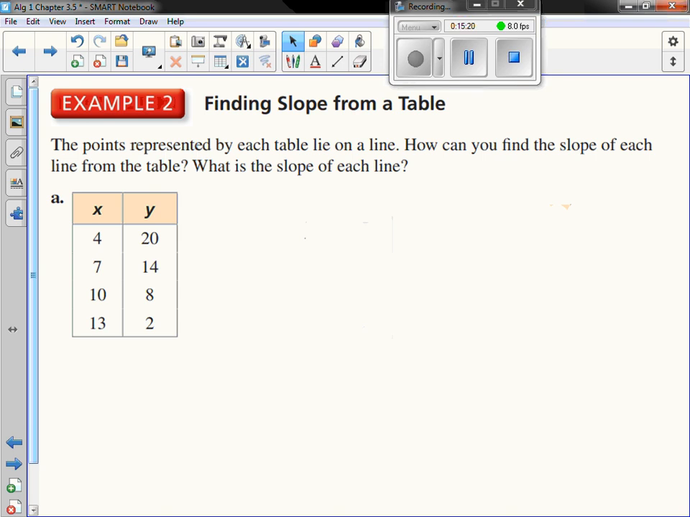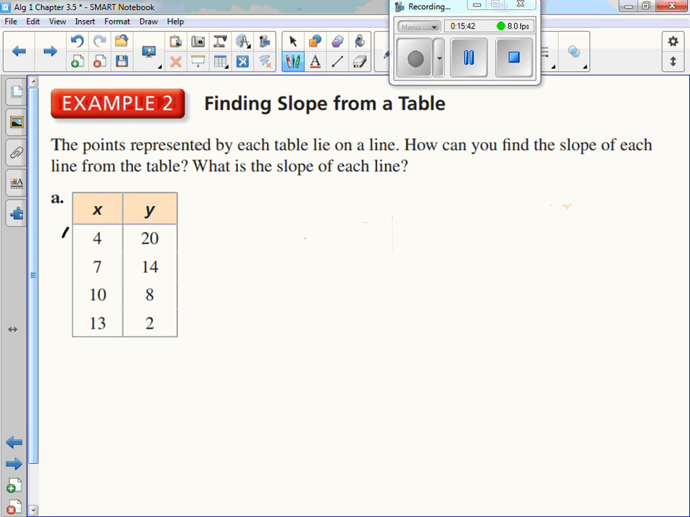The points represented by each table lie on a line. How can you find the slope of each line from the table? And what is the slope? Well, the slope, again, is the change in y over the change in x. Yes? So since this here is a linear function, the change in x from here to here is always going to be the same. And the change in y is always going to be the same. So that slope, our value of m, will tell us what that value is. So we can use the slope formula.